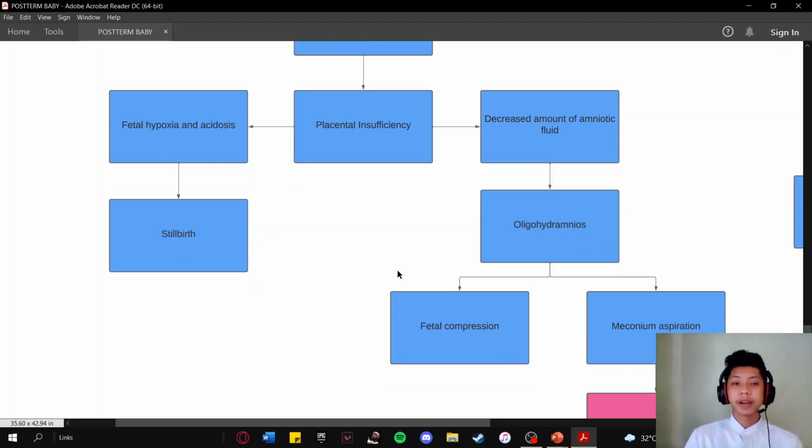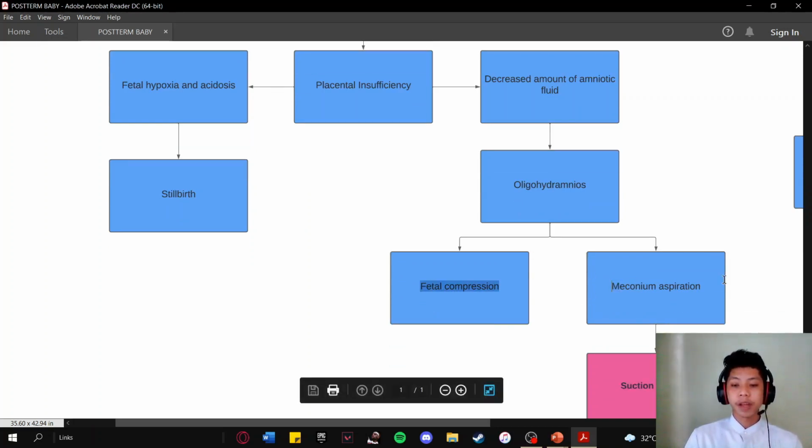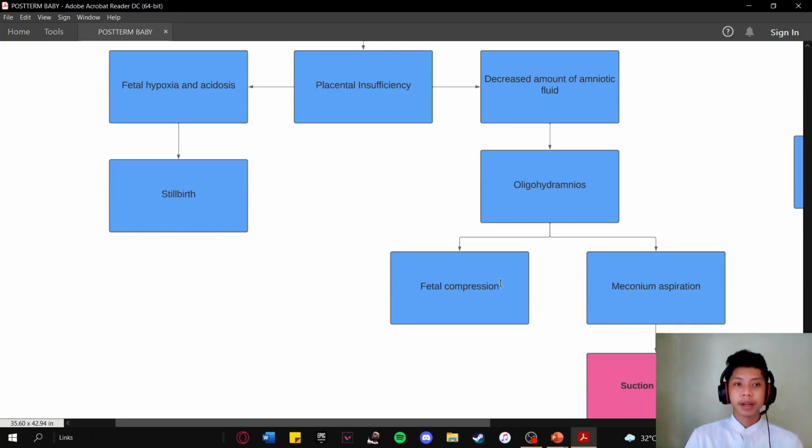So that's just another term for a low amount of amniotic fluid. So what happens when there is oligohydramnios? There will be fetal compression and meconium aspiration. So fetal compression is fatal as well, because it can also lead to fetal hypoxia and acidosis, since you're compressing the fetus itself, or fetal compression can happen since there is less moving space for the baby. Okay, that is different from umbilical cord compression.